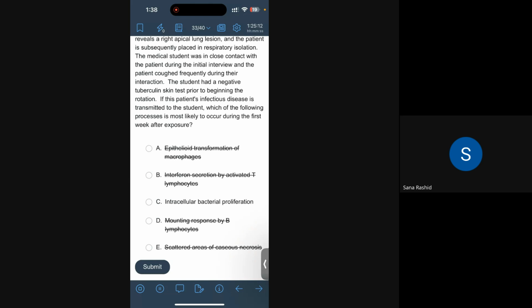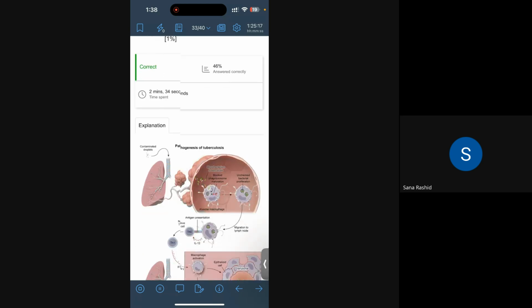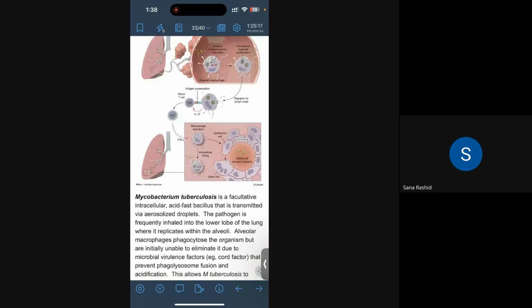And before interferon secretion, you are going to see intracellular bacterial proliferation. So C is the right answer. First, you see intracellular bacterial proliferation. Then T lymphocytes come there and secrete cytokines, which convert macrophages into epithelioid and giant cells. The giant cells and epithelioid cells then secrete their inflammatory mediators, which cause the necrosis. So C is the right answer. The first thing to occur is intracellular bacterial proliferation.